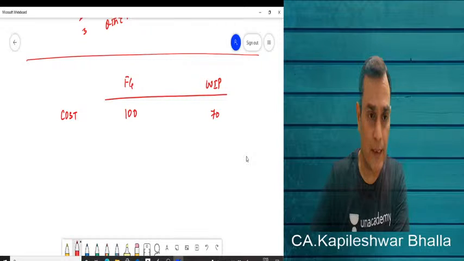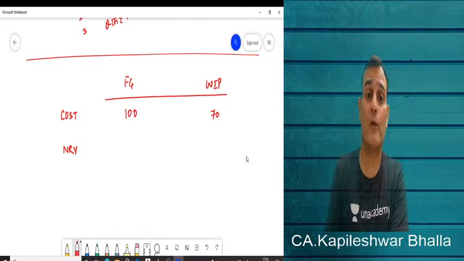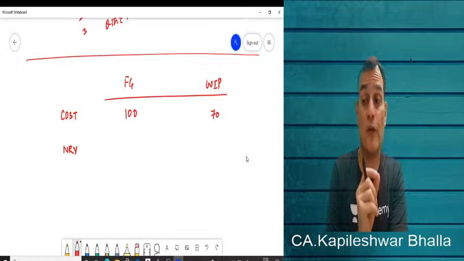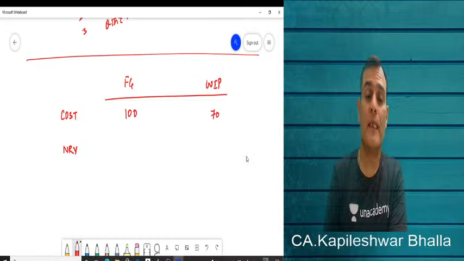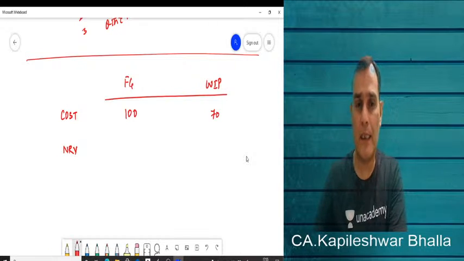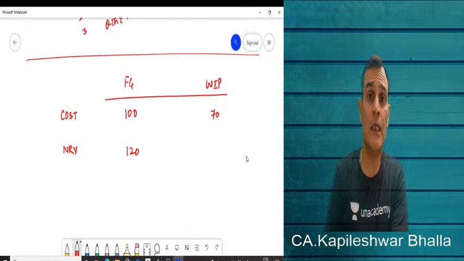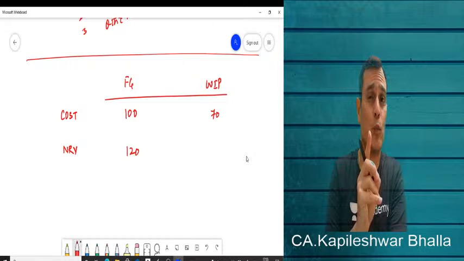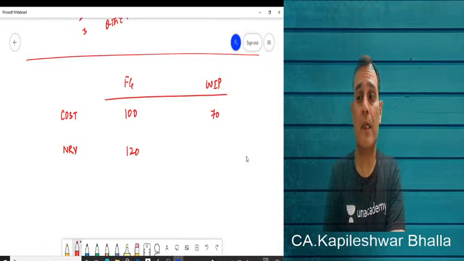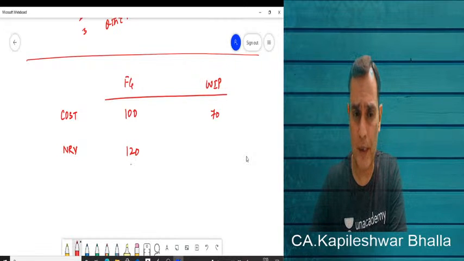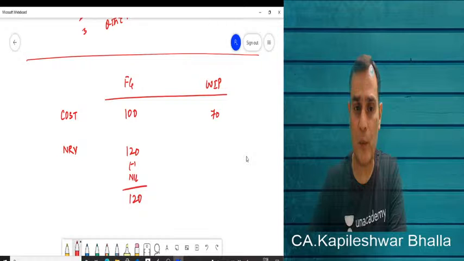And let's do the calculation of the NRV of FG. Now, what will you do for the calculation of NRV? You will take the estimated selling price of the FG. Mind it, you will take the estimated selling price of the FG. Let's assume that the estimated selling price of FG is 120. Now, from the FG, you just need to reduce the estimated cost necessary to make the sale. I'm presuming that there is no cost necessary to make the sale. Let's say there is no sales commission. So we can say the NRV is 120.